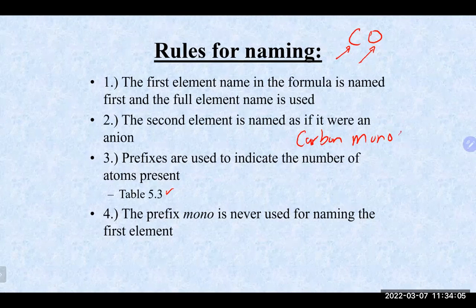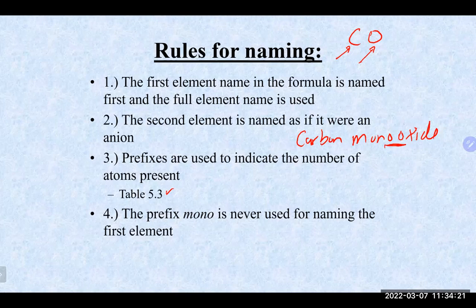So oxide. And this is the other thing that sometimes happens: when you take a prefix and the first letter of the element, you get a couple of O's that back up. So we don't usually call it carbon monooxide, right? We call it carbon monoxide.